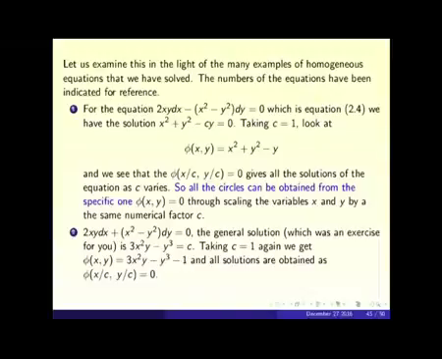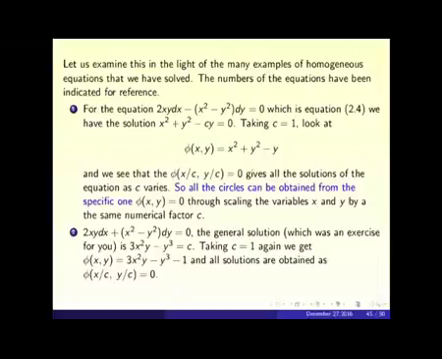So let's take the first differential equation that we integrated, 2xy dx minus x squared minus y squared dy equal to 0. Equation 2.4 we studied in this chapter. What is the solution we got? x squared plus y squared minus cy equal to 0. Take c equal to 1 and let's look at the special solution x squared plus y squared minus y.